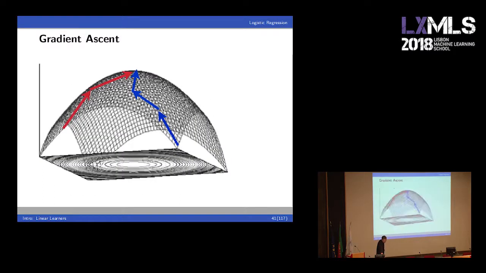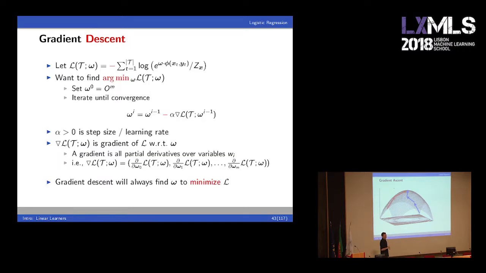So gradient ascent means you optimize your function by taking steps in the direction of the steepest ascent of your function. So you take a step in the direction of the gradient. And gradient descent is just the opposite. You take a step in the negative direction of your gradient. So you do convex optimization.